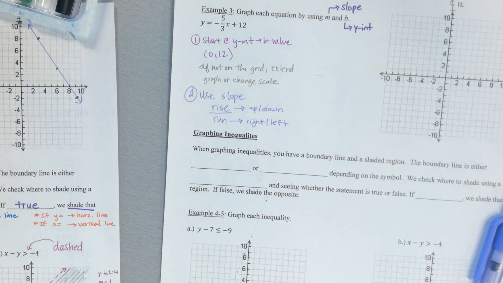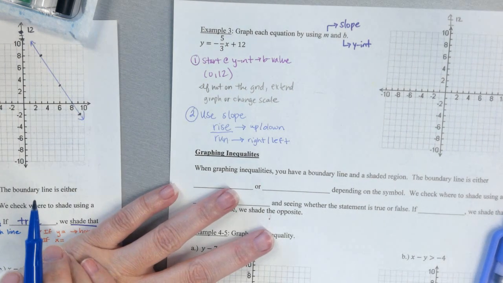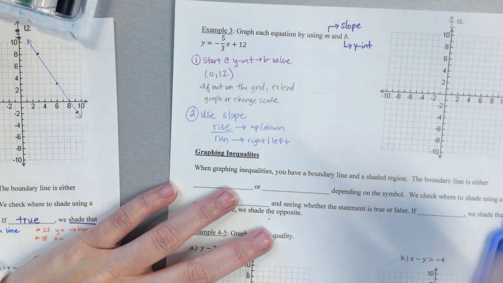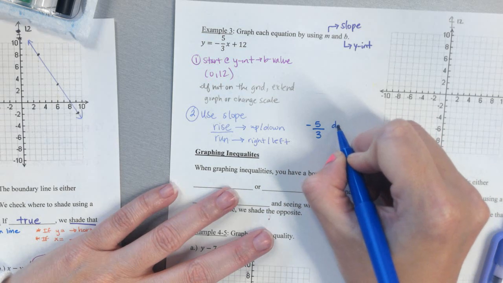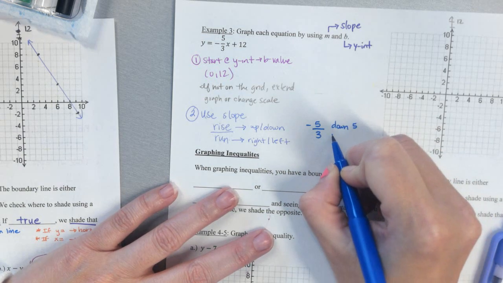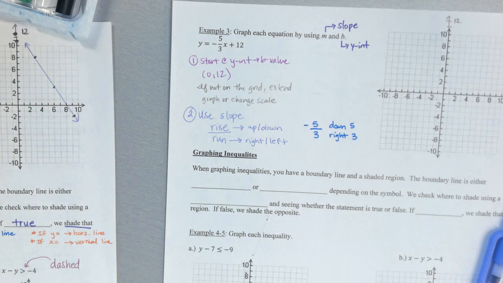All right, now this one, your slope is -5/3. So when you have the negative, I always put it on the top. So -5/3. So we're going to go down 5, we're going to go right 3. You could also do the opposite. You could go up 5, and then you could go left 3. That would be fine as well.